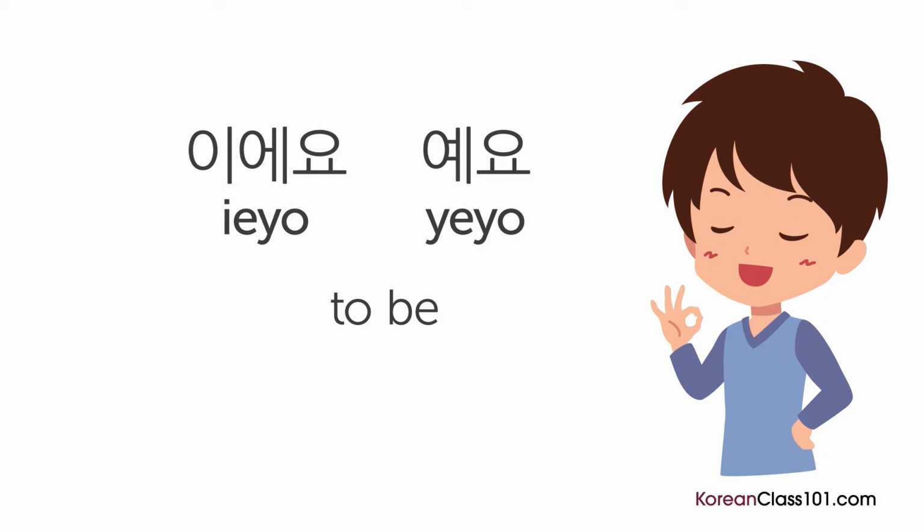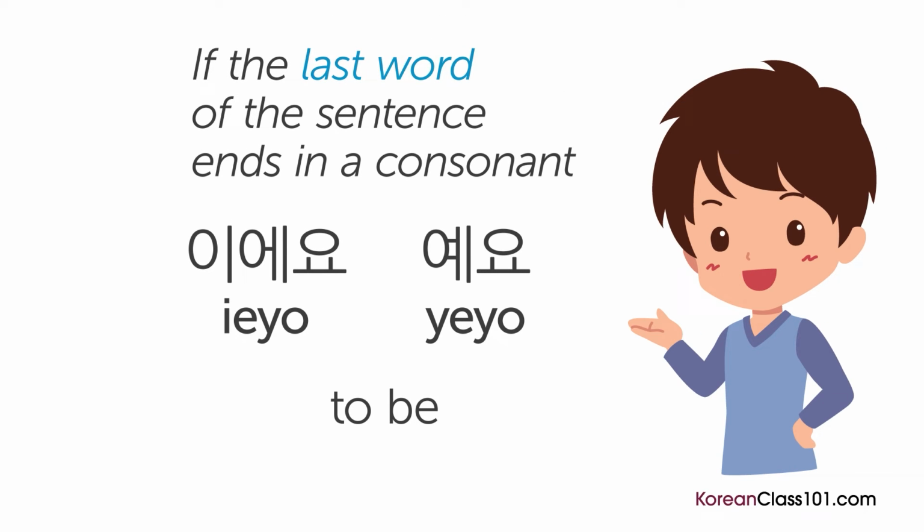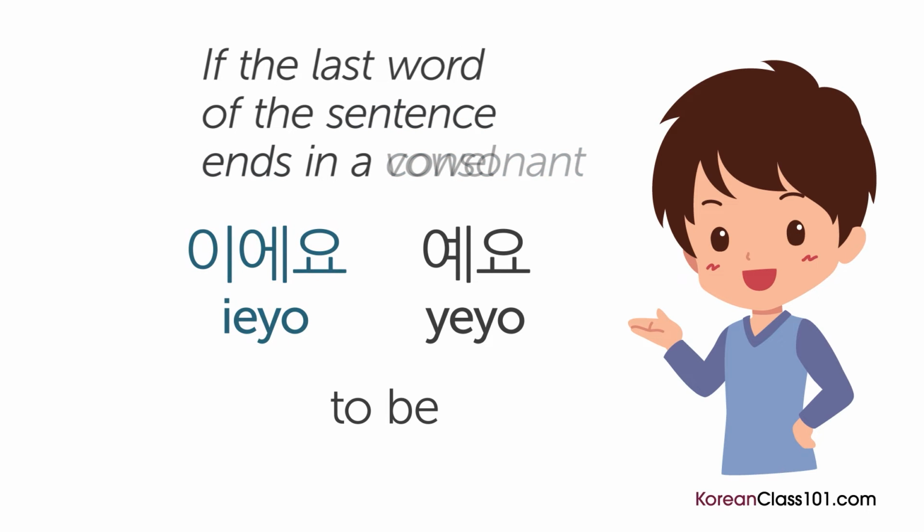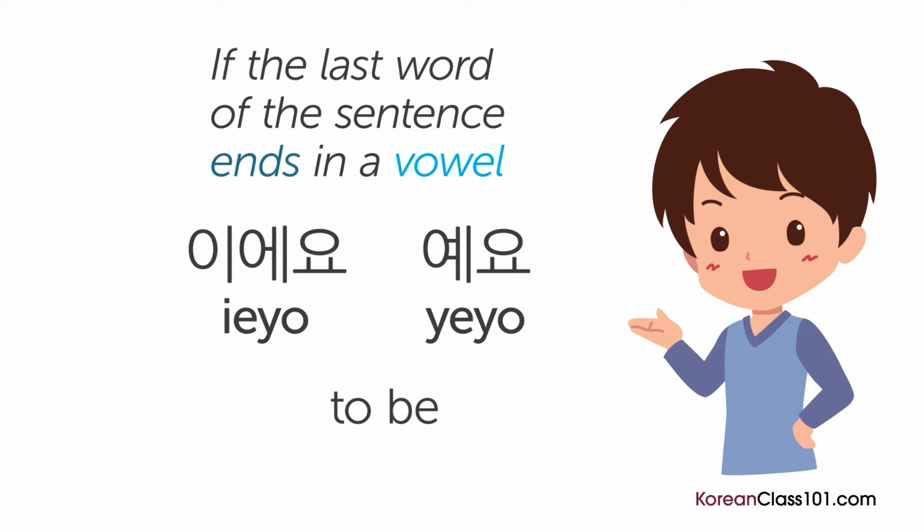The answer is actually pretty simple. If the last word of the sentence ends in a consonant, you add 이에요. If the last word ends in a vowel, you use 예요. Let's break it down with some examples so you know which ending to use and when to use it.